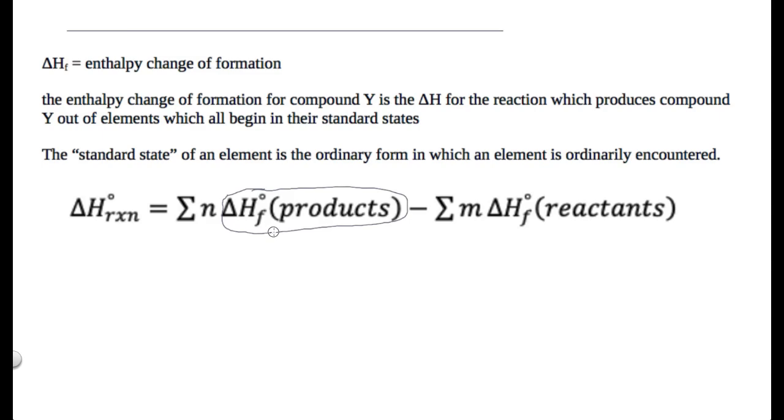The change of enthalpy of formation in standard conditions, for each product. This is the standard enthalpy change of formation for each product. Good. So what would this stand for? The change of enthalpy of formation in reactants. For each reactant. Good. What do you think the N and the M stand for?